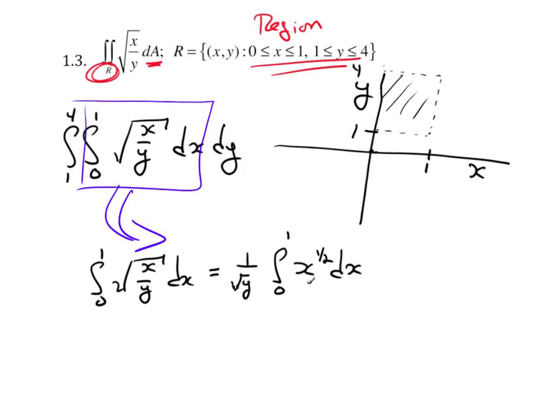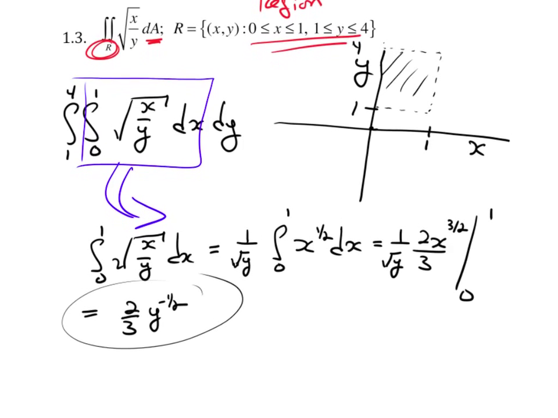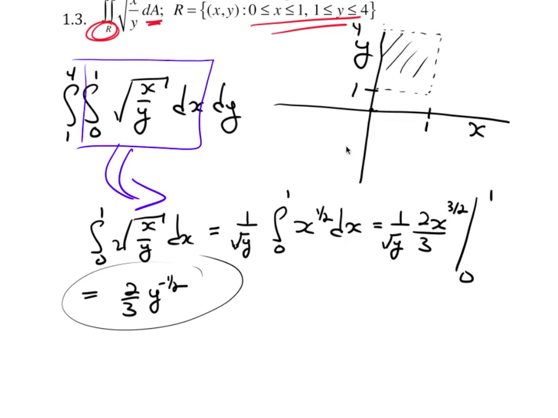So now I'm going to go ahead and integrate this. This is going to give me 1 over the square root of y times x to the 3/2 divided by 3/2, which is the same as multiplying by 2/3. And I need to integrate this from 0 to 1. Well, that's going to give me 2/3 times y to the negative 1/2 minus 0. So this is now what I'm going to integrate, with respect to y from 1 to 4.